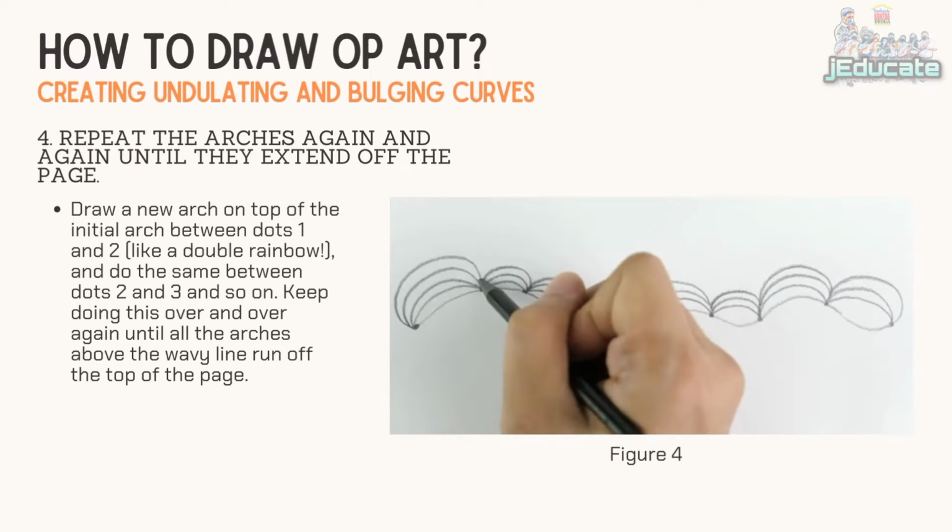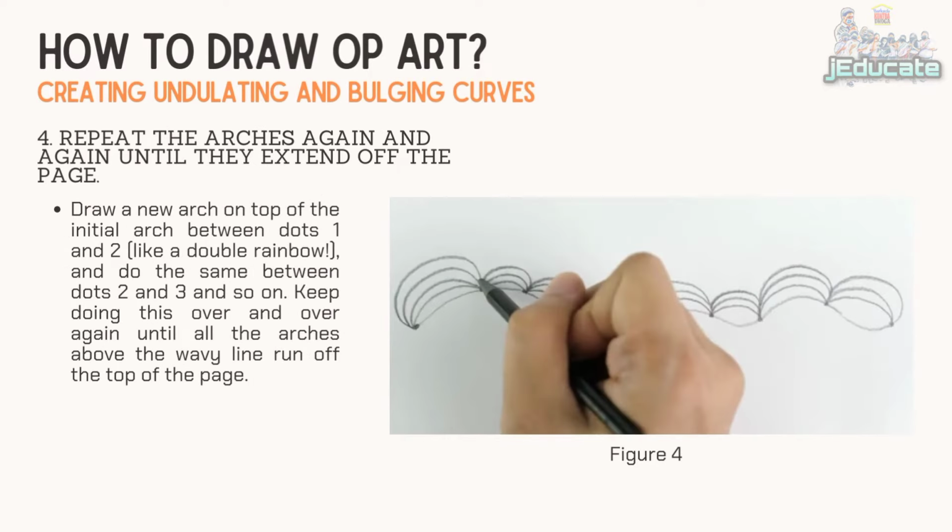4. Repeat the arches again and again until they extend off the page. Draw a new arc on top of the initial arc between dots 1 and 2, and do the same between dots 2 and 3, and so on. Keep doing this over and over again until all the arches above the wavy line run off the top of the page.